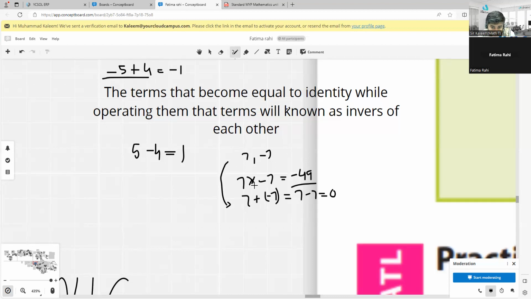Fatima, did you understand? Yeah. Any confusion in this one, in inverse? Did you understand what is inverse? Yeah. Okay, can you tell me an example for the multiplication?